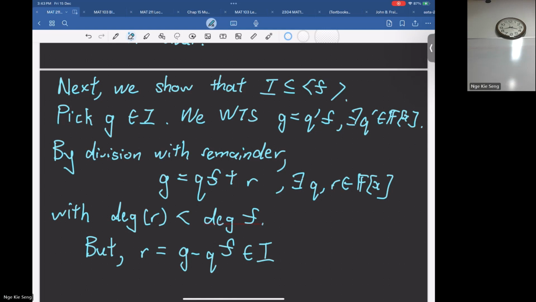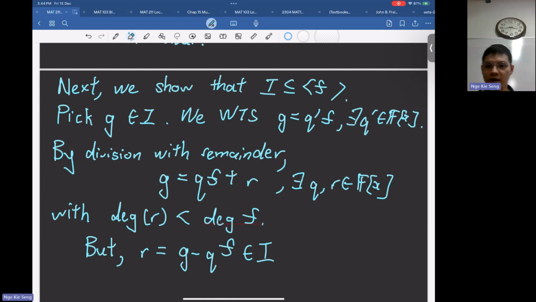Does everyone get why this thing is in I? First of all, f is in I, g is in I. A linear combination of things in I is still in I. So r is in I. But r has a degree less than the degree of f. But I already said I pick the minimal degree function, which is f. So there's no function of smaller degree inside my ideal. So this is the contradiction.